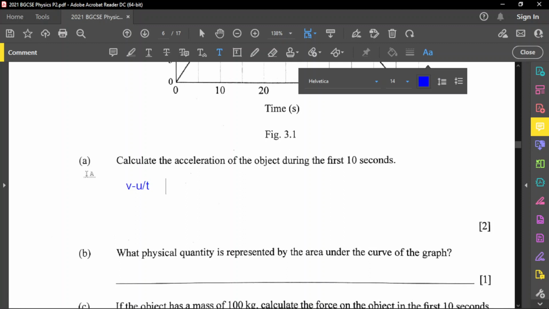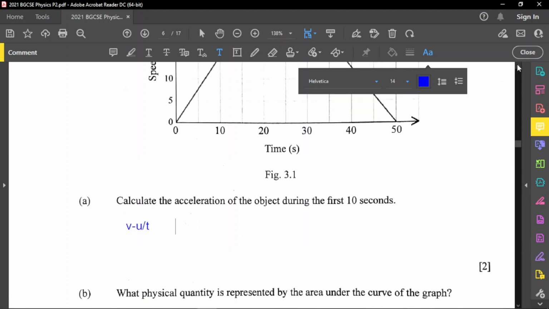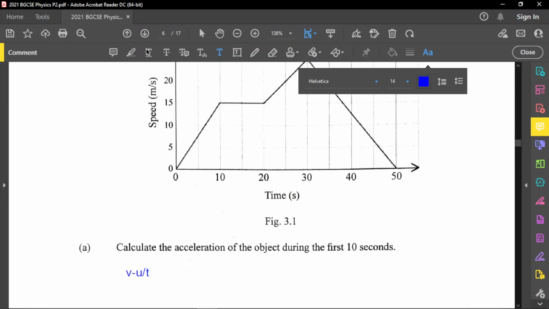And so right here, if you look at the first 10 seconds, let's go back a little bit to the graph. In the first 10 seconds, what we need to look at is the 10 seconds here, going up and then going across. So the change that takes place in terms of velocity or speed is that it moves from 0 to 15, and for 10 seconds it's from 0 to 10, right?